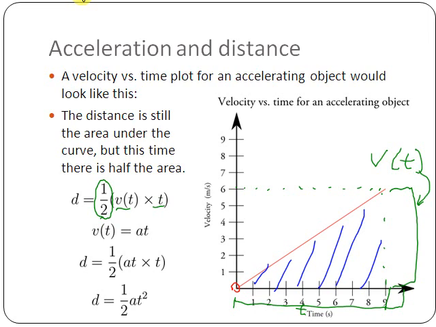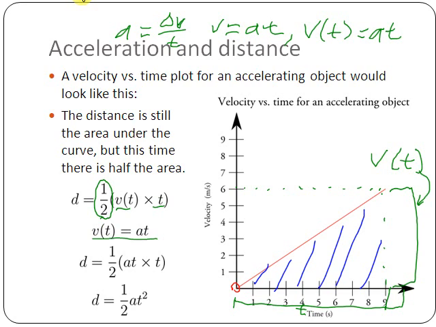But we know something about velocity. We said before that acceleration is the change in velocity over the change in time. And so if we solve this for v, we get that v is equal to at. If we want velocity as a function of time for an object with constant acceleration, it's just the acceleration times the time. And so we know that v of t equals at.